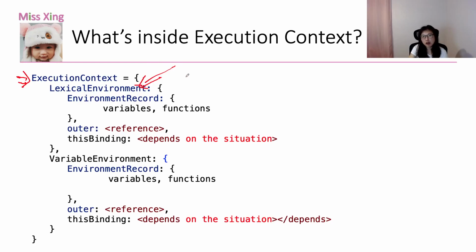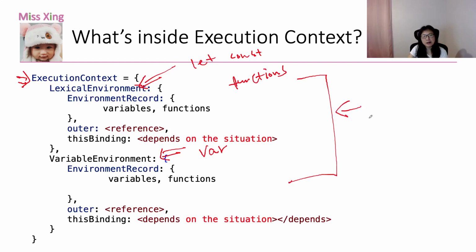The lexical environment will record what? It will record the variables declared with let, const, and all the functions. And the variable environment only records variables declared with var. But in the future demos, when I show you, I will mix them. I will only have a lexical environment, because they just record the same thing.